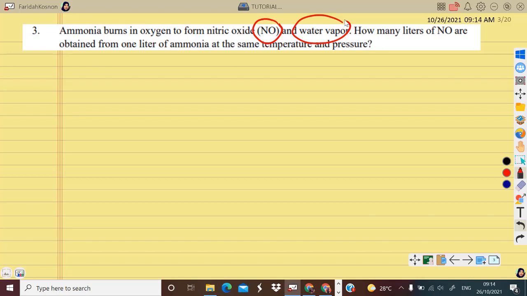Okay, how many liters? Dia tanya pula how many liters, maksudnya dia tanya pasal volume nitric oxide obtain yang terhasil. Okay, how many liters tu maksudnya dia tanya volume. Berapa volume nitric oxide yang terhasil from 1 liter of ammonia at the same temperature and pressure. So maksudnya kat sini yang constant adalah temperature and pressure. Jadi kita diminta untuk cari volume daripada maklumat yang kita ada lah.